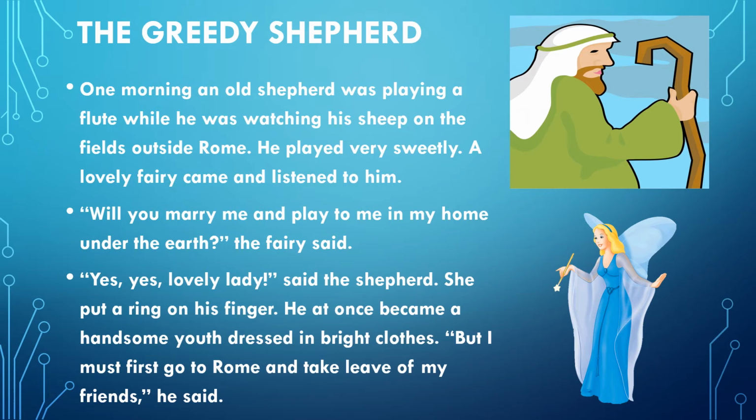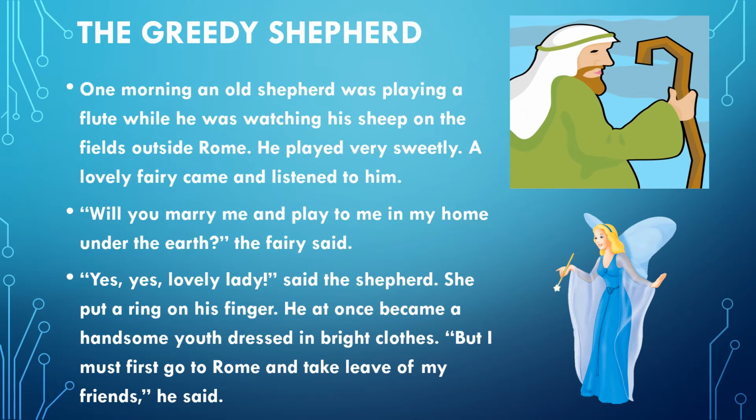So children, this is the story of a greedy shepherd who was a very, very beautiful flute player. I hope you all know what a flute is. It's a musical instrument which we put against our lips. We have to blow air into it and it plays a beautiful tune.